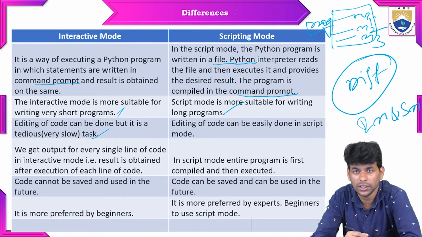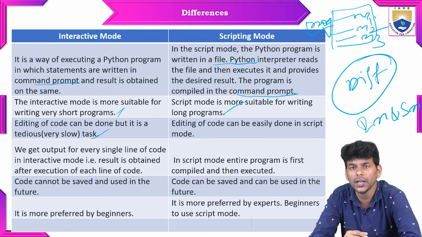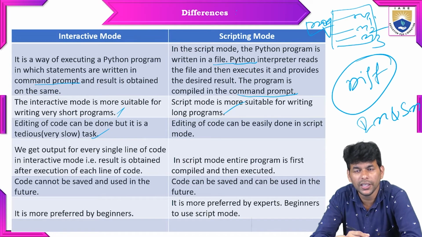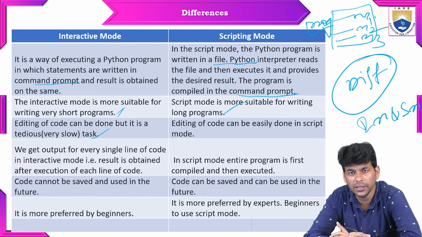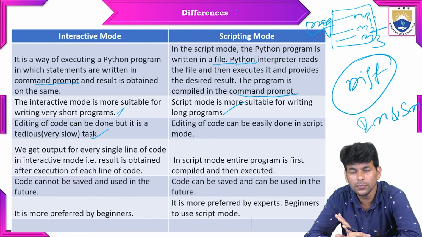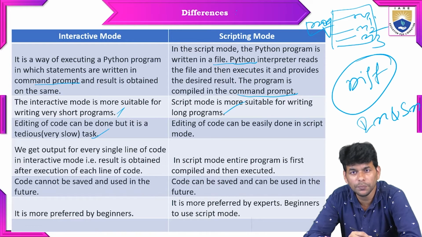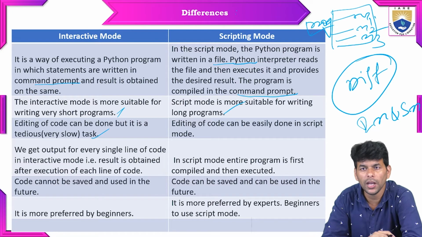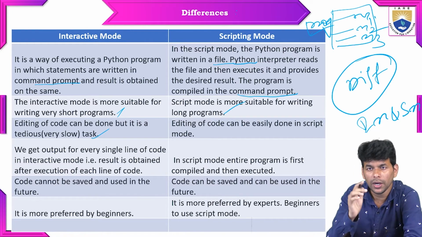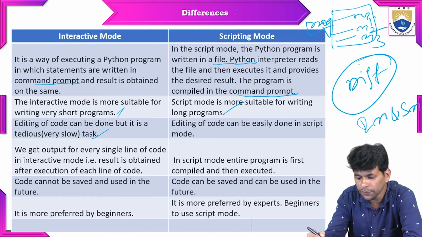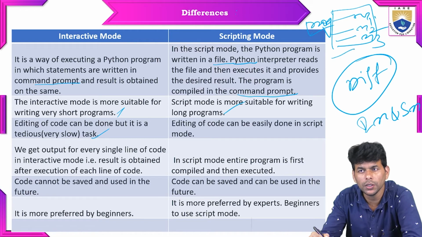The next topic is that we get output for every single line of code in interactive mode. What is happening here? For each and every single line we write, we get output. The result is produced on the execution of each line of code, that means in the command prompt. So when in the command prompt we write 5 lines, as one line is executed, we will get the output.